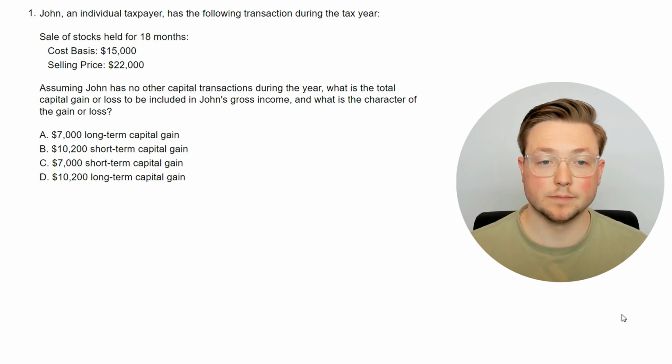All right, here's the first question. John, an individual taxpayer, has the following transactions during the tax year. Sale of stocks held for 18 months where it cost $15,000 when he purchased it and he sold it for $22,000. Assuming John has no other capital transactions during the year, what is the total capital gain or loss to be included in John's gross income, and what is the character of the gain or loss?